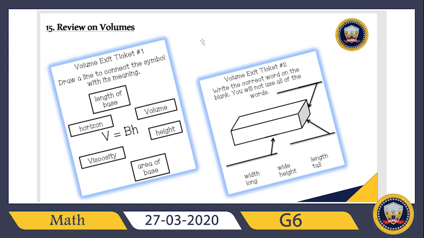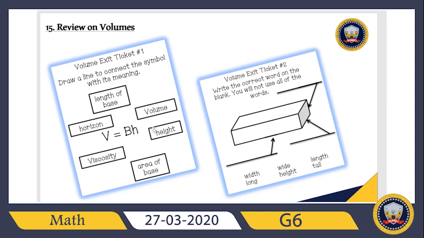From example 1, I have here V equals B times H. This is a formula for what? Now I need to find the symbol word. Which word represents these symbols? So V equals B times H. What is V? What is B? What is H?